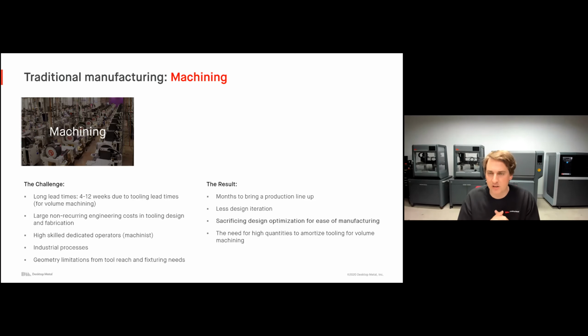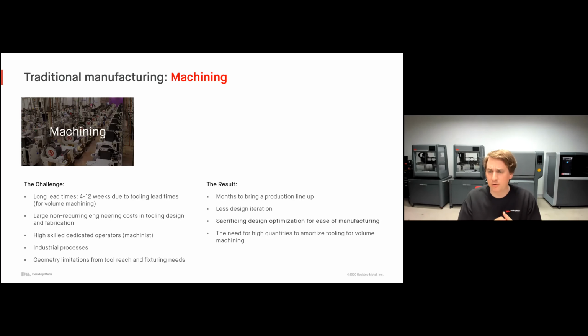Much of that has to do with this need for tooling. Less design iteration. Once you have developed hard tooling and fixturing for your volume machining, you're really stuck with that design. You don't want to make any changes because you have to start this whole process over again. This is one that we're really going to be talking about today, this need to sacrifice design optimization for ease of manufacturing. I commonly describe this as bending to the will of your manufacturing method, where you're much more concerned about, is my part going to be able to be machined quickly and affordably, than I am worried about, is this the best design for my application?